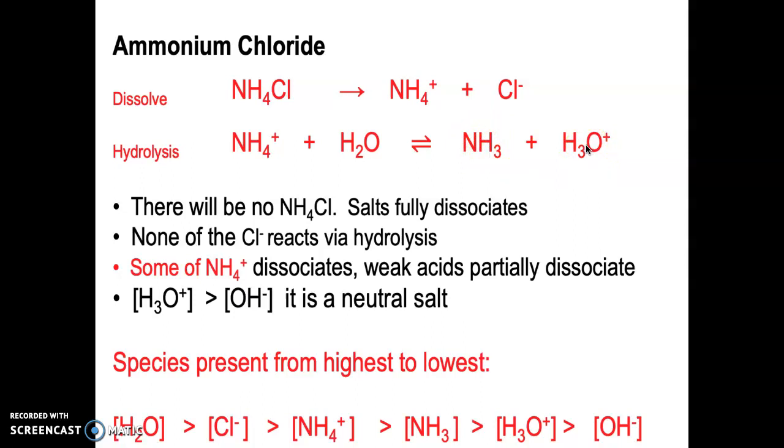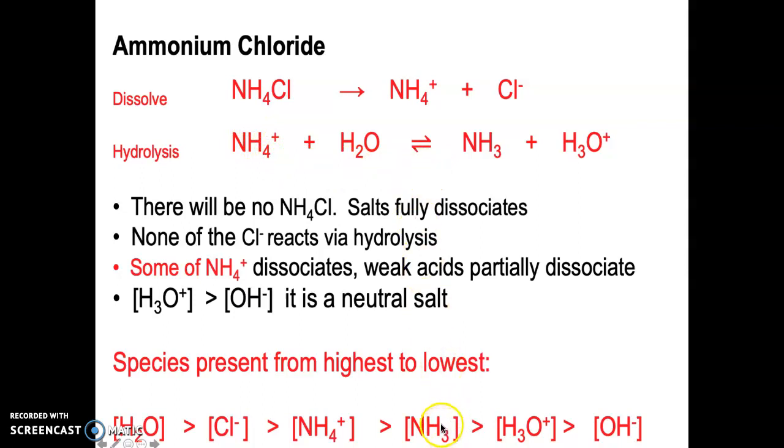So in terms of listing the species present, the first thing to note is that you'll have no ammonium chloride in your list because it fully dissociates, and so it's all broken up to give you ammonium ions and chloride ions. Now none of the chloride ion reacts via hydrolysis, so the species present in the highest concentration after water will be the chloride. Ammonium ions will be closely followed, although they'll be slightly lower, as some of them, and I'm talking at very few, will undergo hydrolysis.